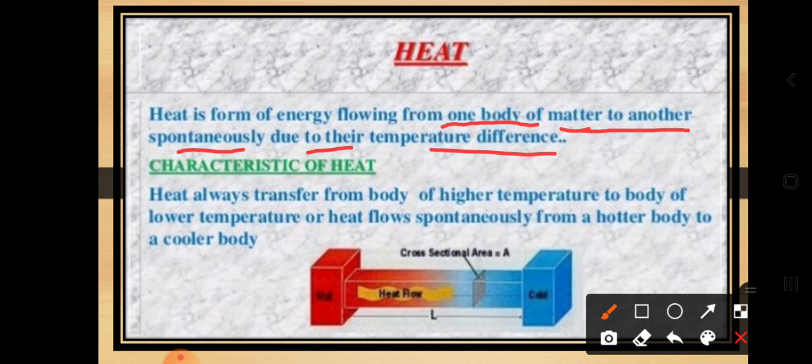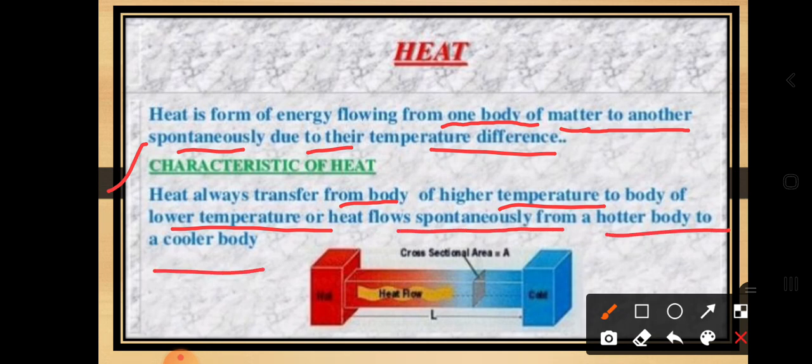Let us understand the characteristics of heat. Heat always transfers from a body of higher temperature to a body of lower temperature. So heat flows spontaneously from a hotter body to a cooler body. Heat is a form of energy which flows from the hotter body, at the highest temperature, to the cooler body at the lowest temperature. So this is the concept of heat.